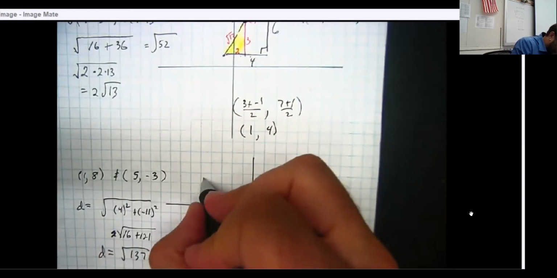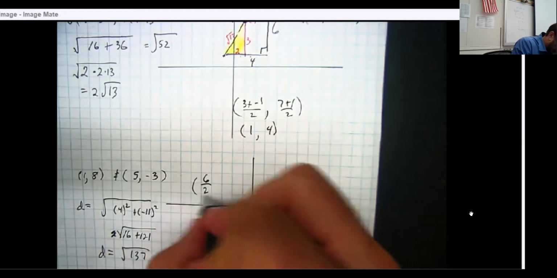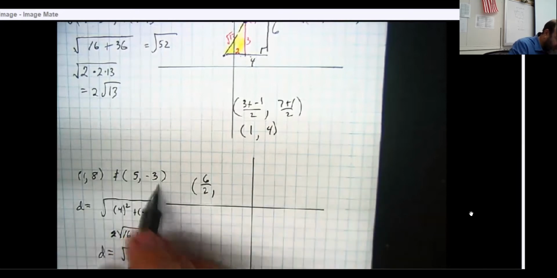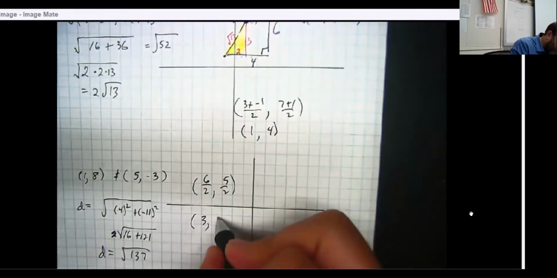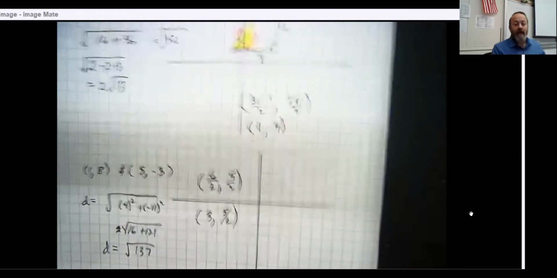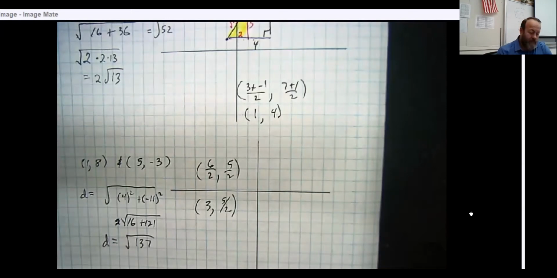if we add the x values, 1 plus 5 is 6 divided by 2, and 8 plus -3 is 5 divided by 2. And obviously, there's a lot of people that are going to be bothered by that, but there's nothing that states that a midpoint has to be at a nice whole number value.